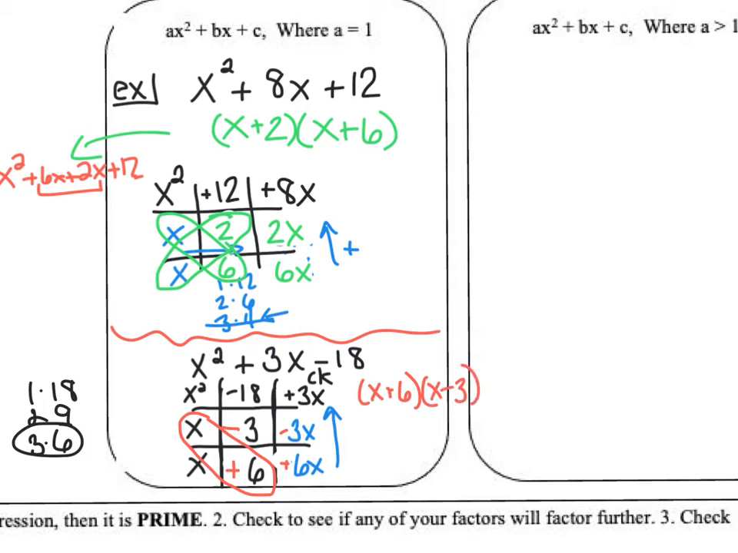Once in a while kids ask me, does it matter if I write x plus 6 first or x minus 3? No, because 4 times 5 is the same as 5 times 4. The commutative property applies, and it applies to binomials as well. All right, let's flip your graphic organizer over and do some practice problems.